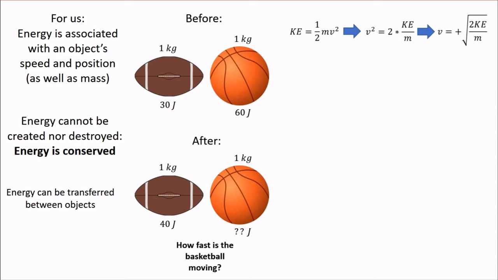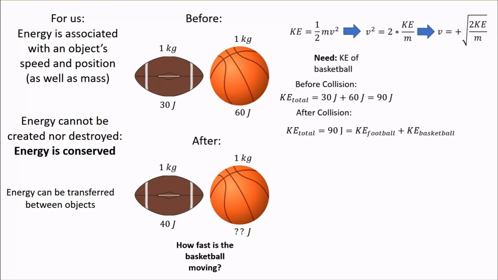So this is a nice expression. After all, we know the mass. However, we don't know the kinetic energy of the basketball after the collision. So let's go figure that out now. Before the collision, the total kinetic energy amongst both objects was 30 joules plus 60 joules, which equals 90 joules. After collision, the total energy must remain the same. So we can write this equation for after the collision. 90 joules equals the kinetic energy of the football plus the kinetic energy of the basketball. Now we can just solve for the kinetic energy of the basketball. It is 90 joules minus the kinetic energy of the football, which is 40 joules. So the Ke of the basketball is 50 joules.